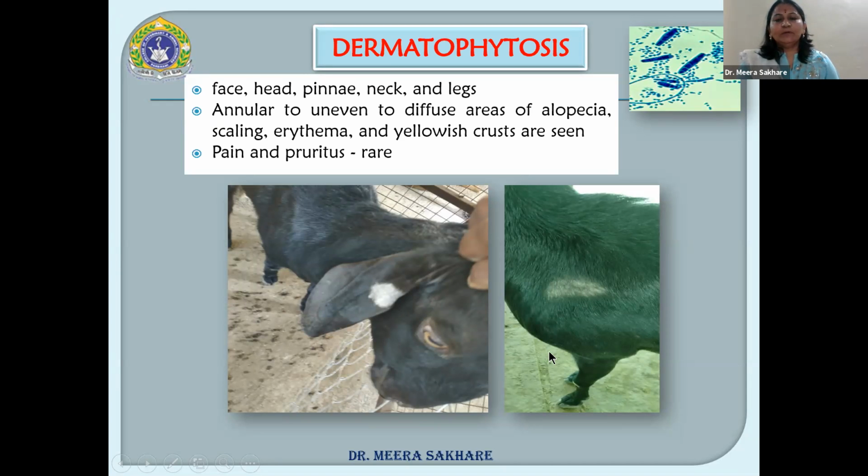Or sometimes due to the constant itching. So generally in fungal infection there is no itching. But due to a secondary bacterial infection, itching can occur. And constant pain and pruritus we can see only in secondary bacterial infection. Otherwise, there is nothing. It happens on the skin of the animal.